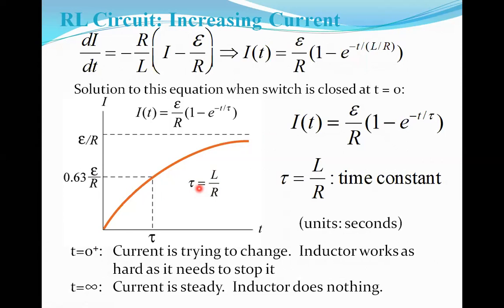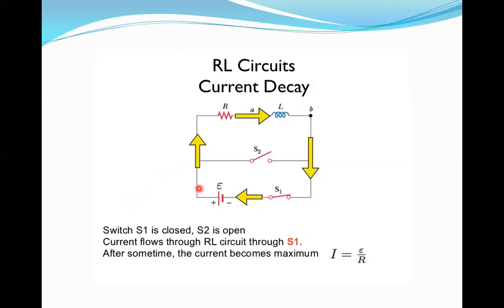Now let us allow the current to decay through the inductance. We change the construction a little bit. This is a source, an R and an L, which are as usual in series with each other. This is a switch S1 and this is a switch S2. Here S1 is kept on, but S2 is kept off. So when switch S1 is closed and S2 is open, current flows through the RL circuit through S1. After some time, the current becomes the maximum value, I is equal to V by R.